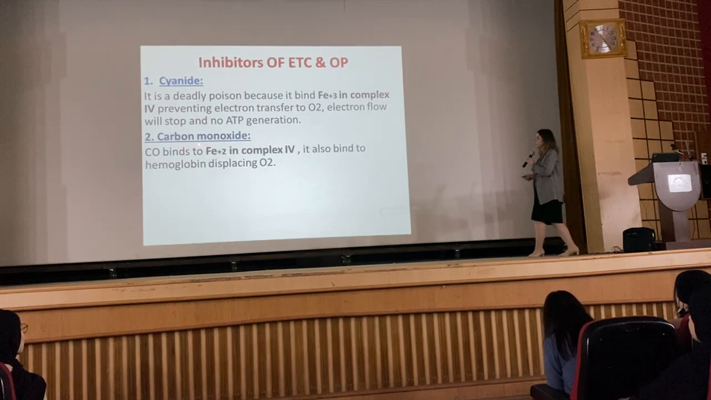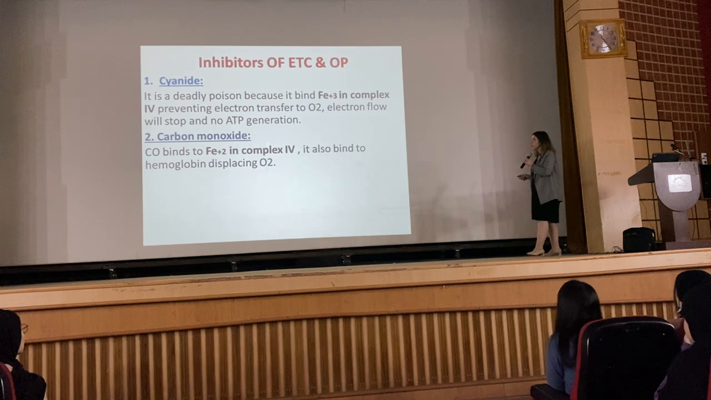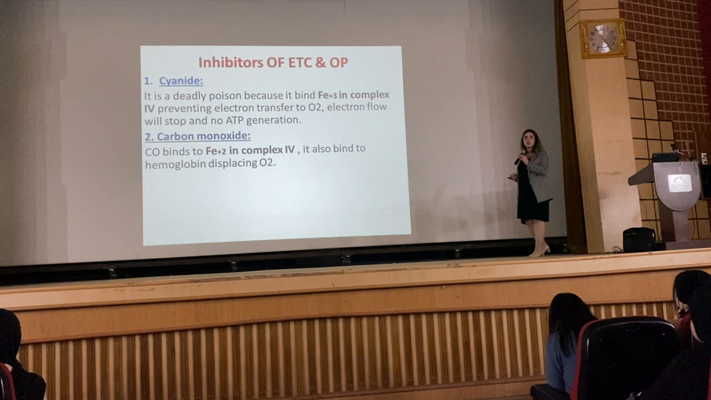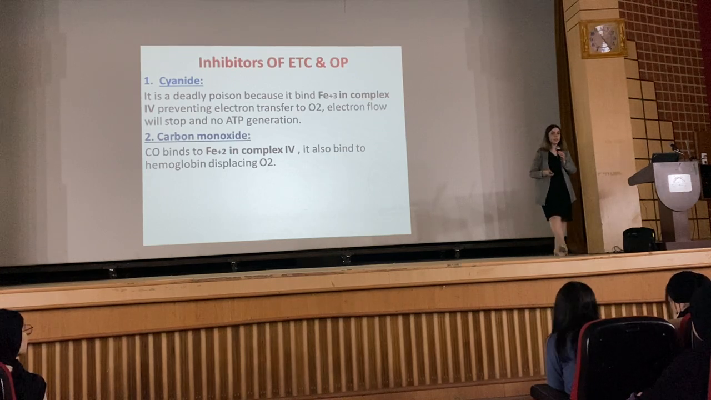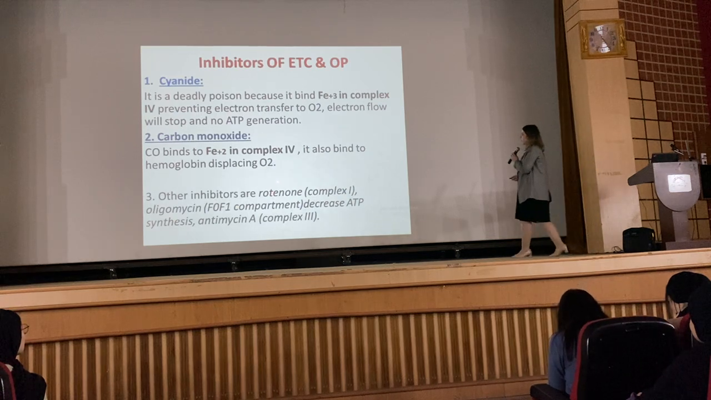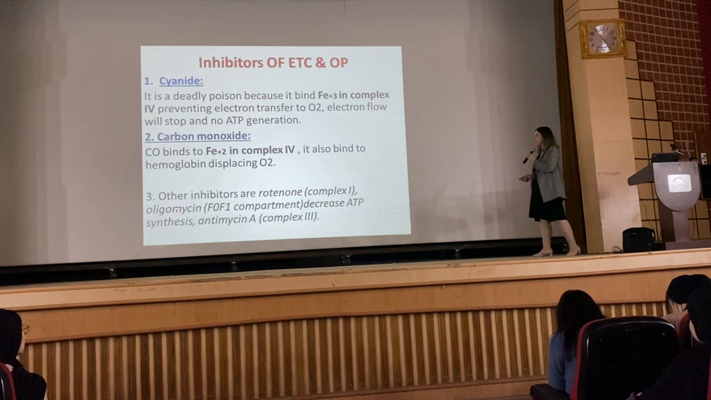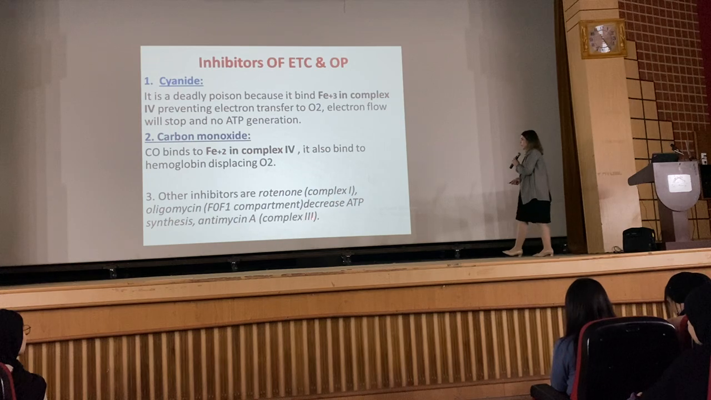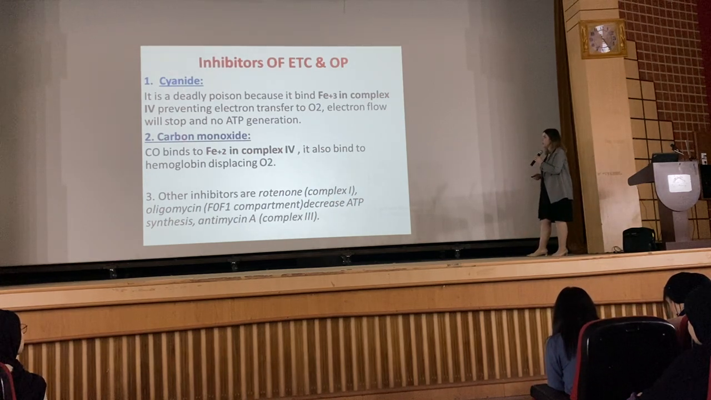Carbon monoxide binds to Fe2+ in complex 4. It also binds hemoglobin, displacing oxygen. So again, it's a deadly poison and should be treated as soon as possible. Other inhibitors are rotenone, which inhibits complex 1, oligomycin, which inhibits the F0, F1 component and decreases ATP synthesis, and antimycin, which inhibits complex 3. Okay, so what's important here is cyanide and carbon monoxide.